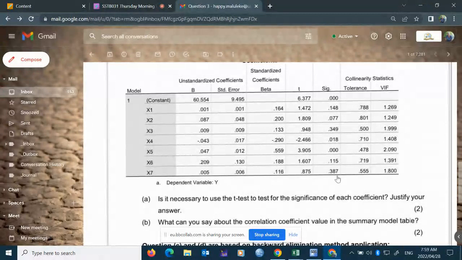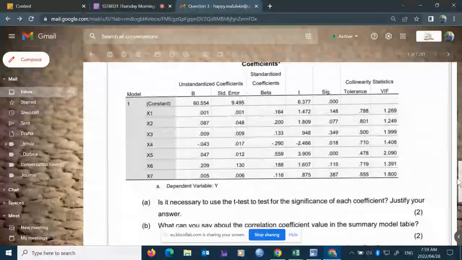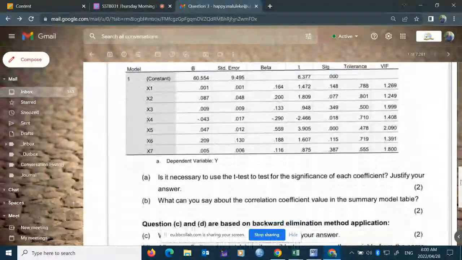So tell me which variable will be removed first, leadership? No, can you go up? X3. Wait, not X3, X7. X7, isn't it? It's correct. It's X7. So that's how you remove.